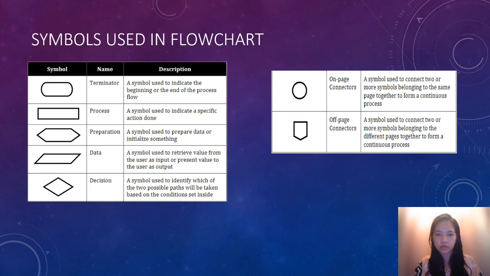Here are the symbols used in a flowchart. The terminator, process, operation, data, decisions, and page connection.